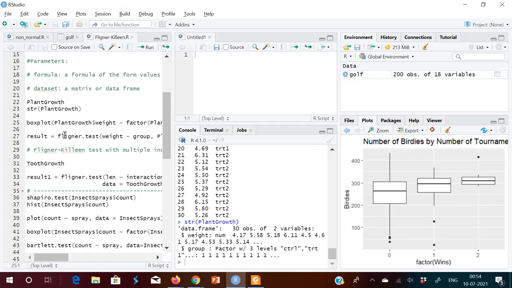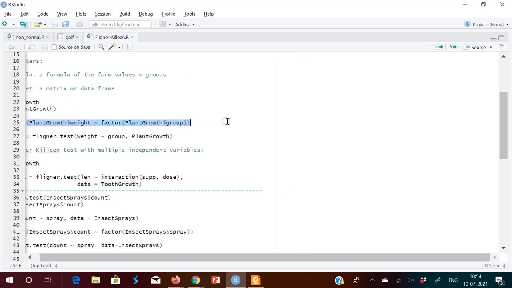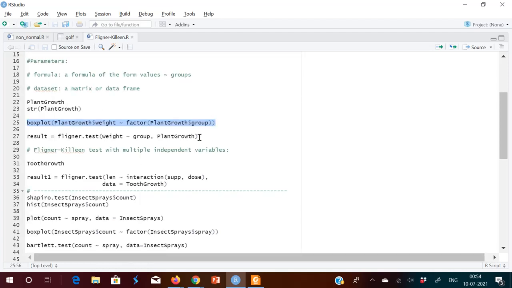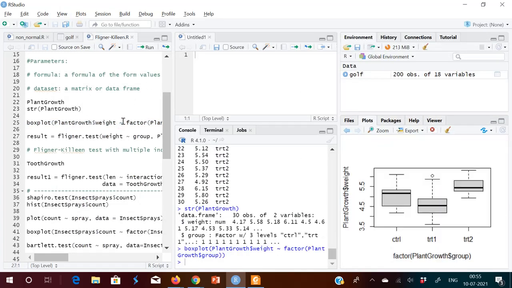Let us do the box plot and see how it is. The box plot command is boxplot of weight, and then I have to use the factor to group it. This is the box plot command. Let us execute that and see. So I got the box plot. You can see in the variance there's overlap, so there's not much difference. Let us see the result of the Fligner test.